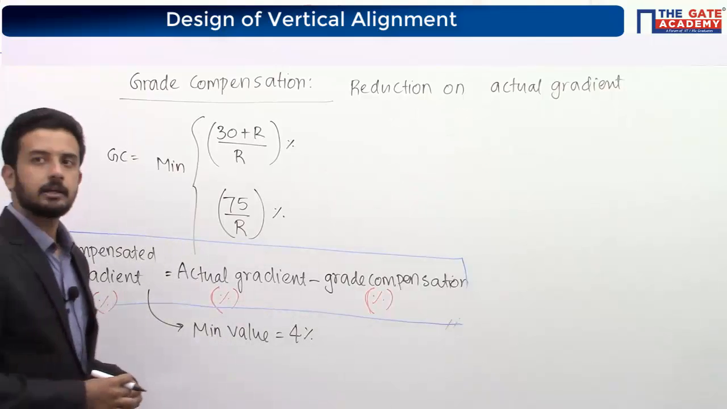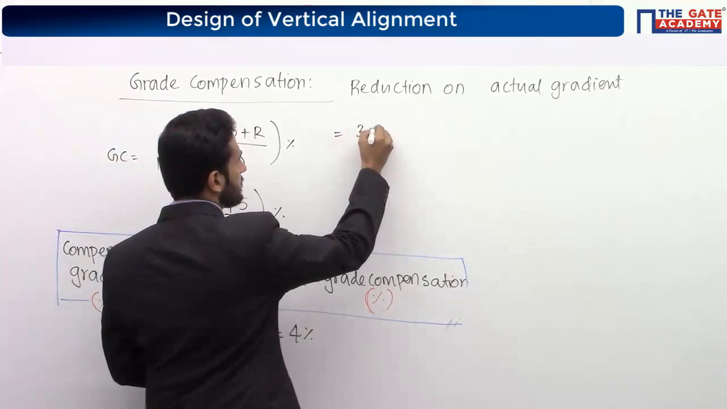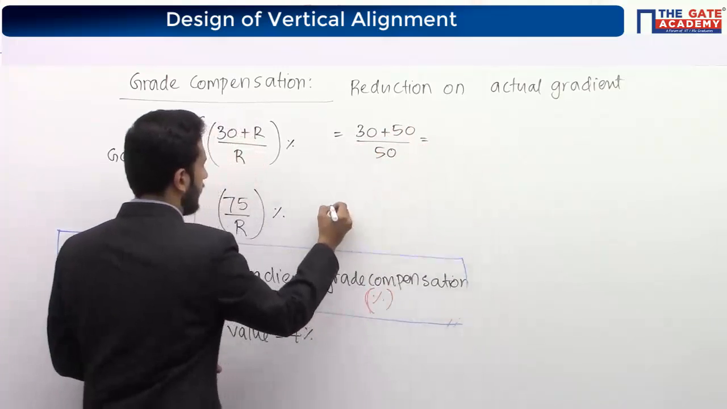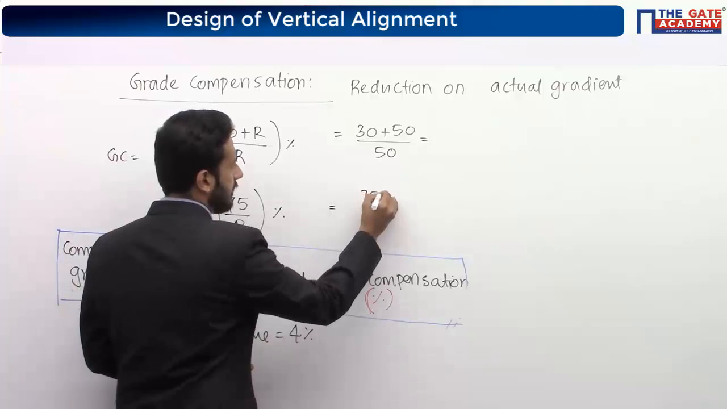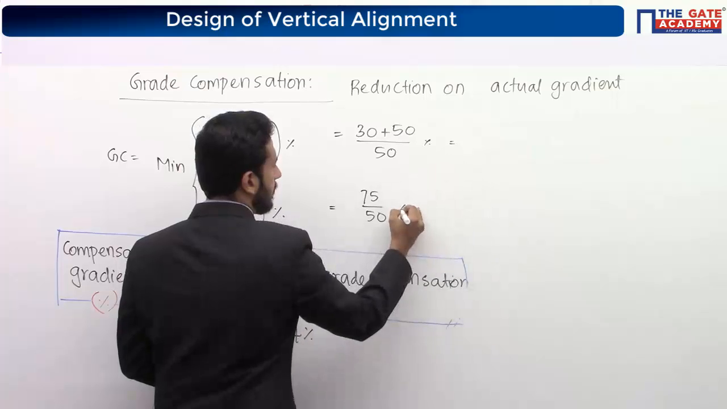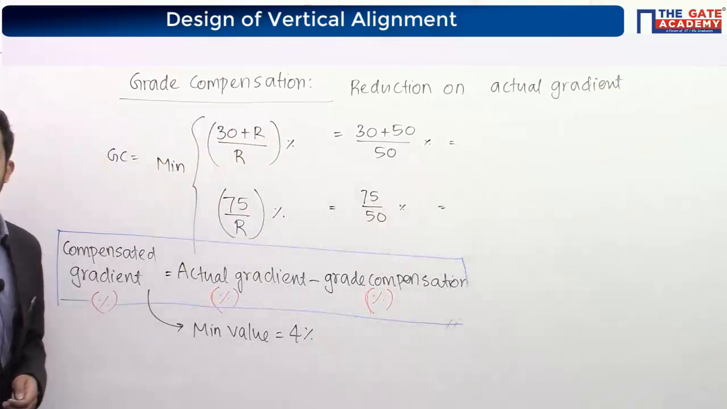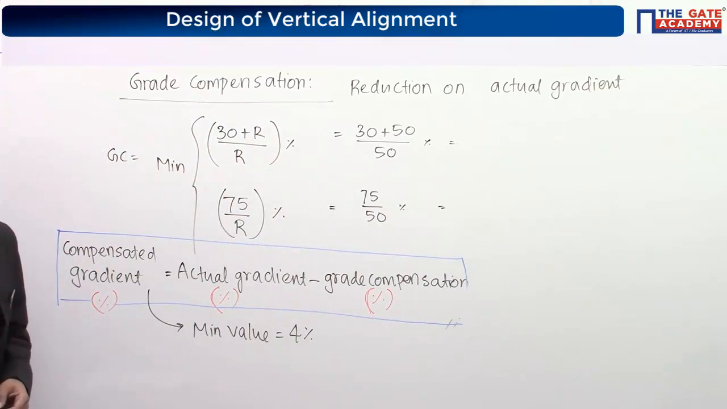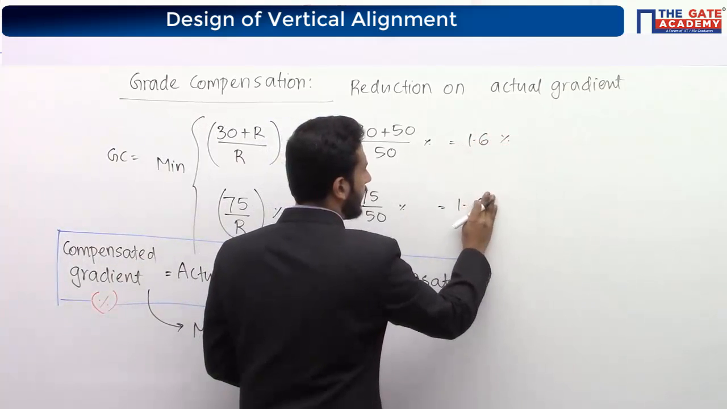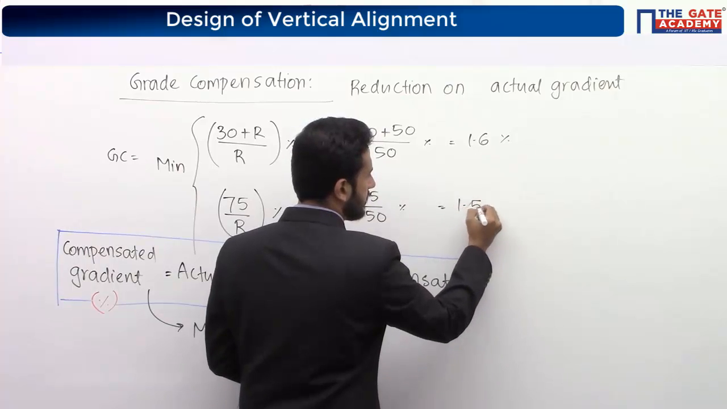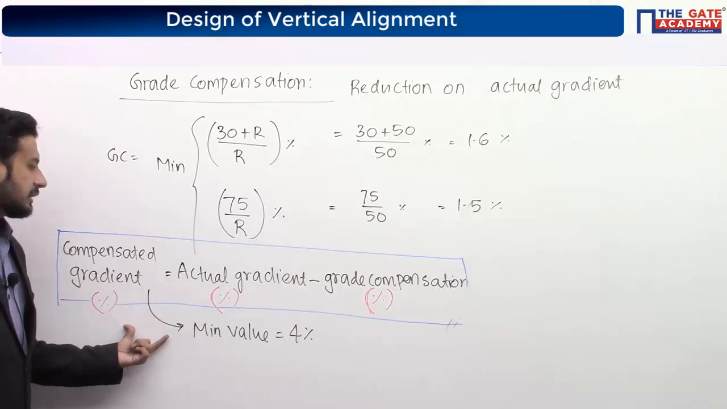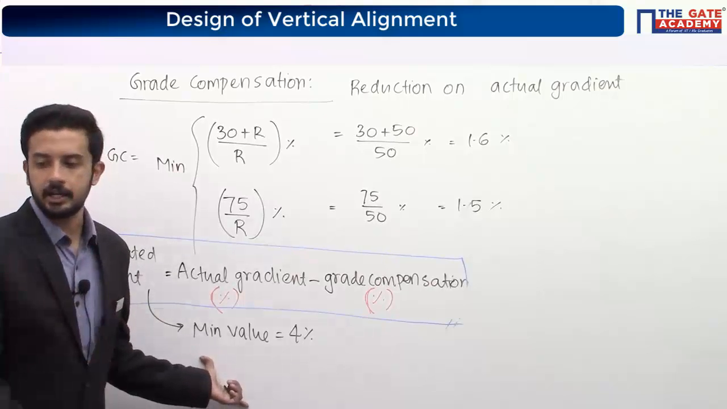Radius is 50 meter. So 30 plus 50 by 50. And how much is this? 75 by 50. Directly you are going to get it in percentage, na? How much will be the value? 1.6 and 1.5. So whatever you are getting, I told you it will be directly in percentage. So they have not asked us what is the grade compensation. They are asking what is the compensated gradient.